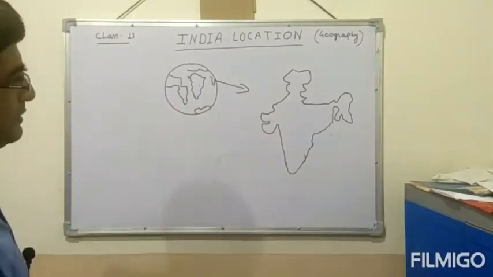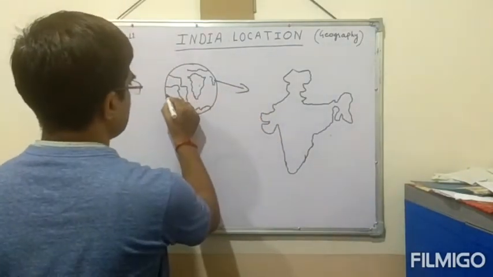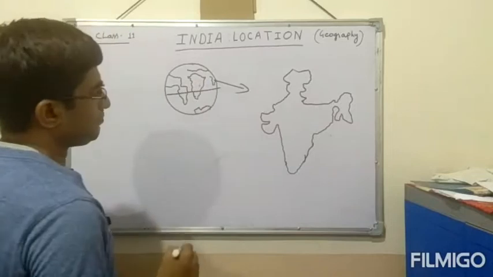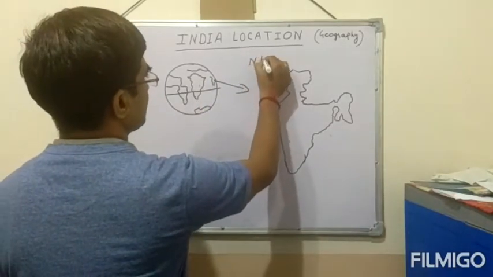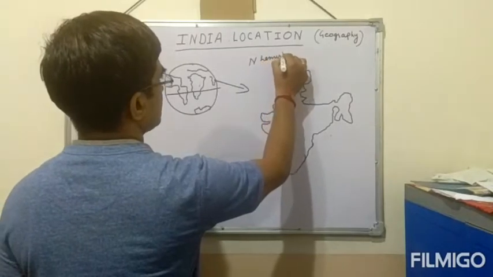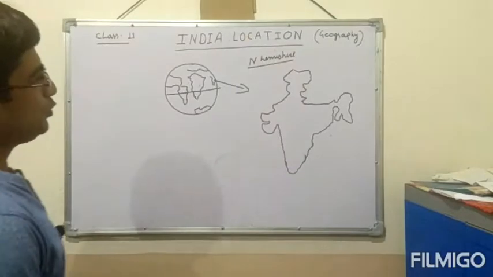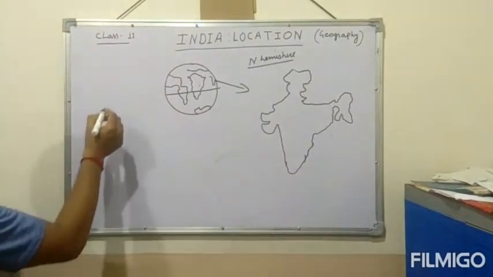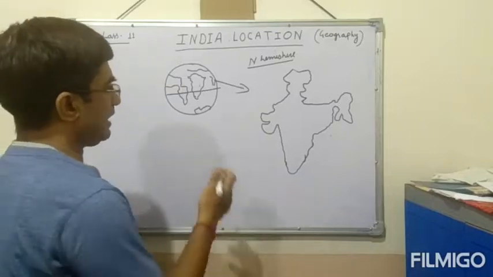So students, the location of India, if you see there, it is in the northern hemisphere. That is a very important thing to understand. So you should know what a hemisphere is. Hemisphere means the half portion of the earth.